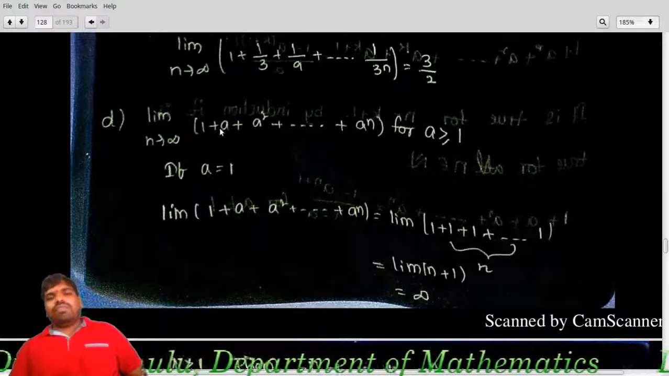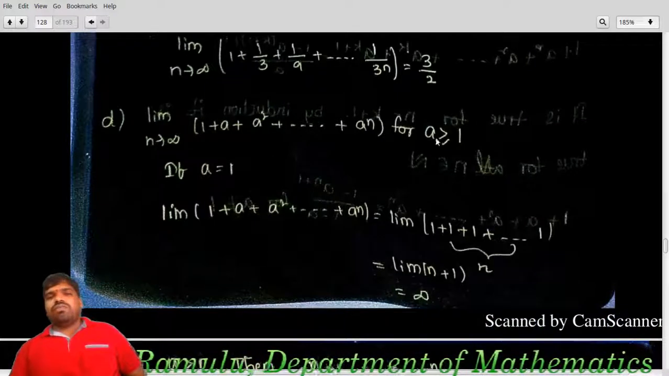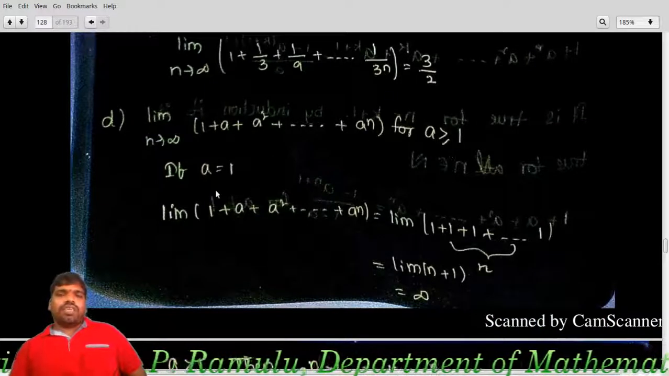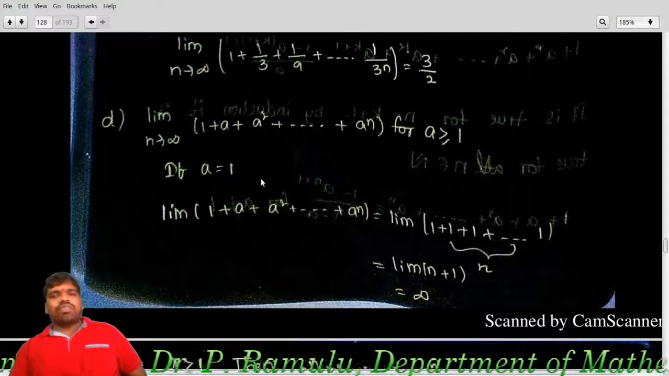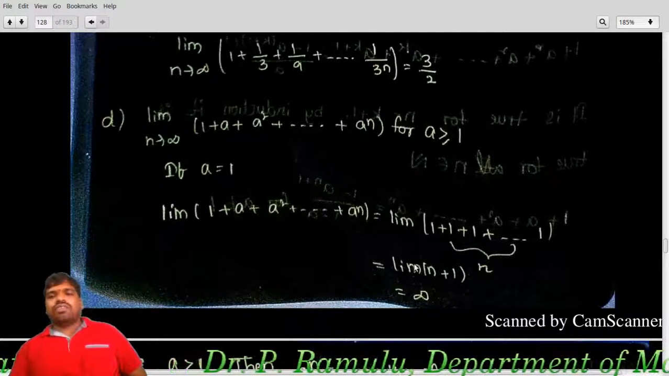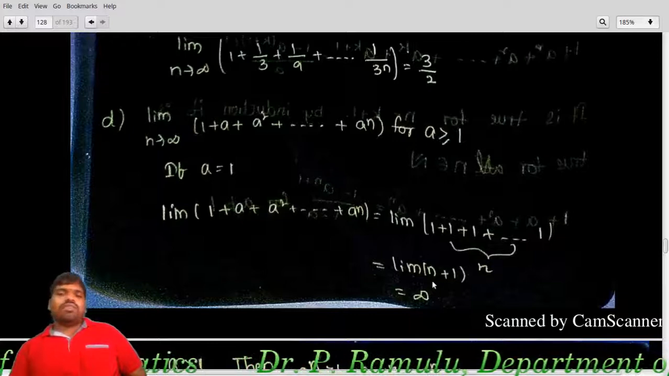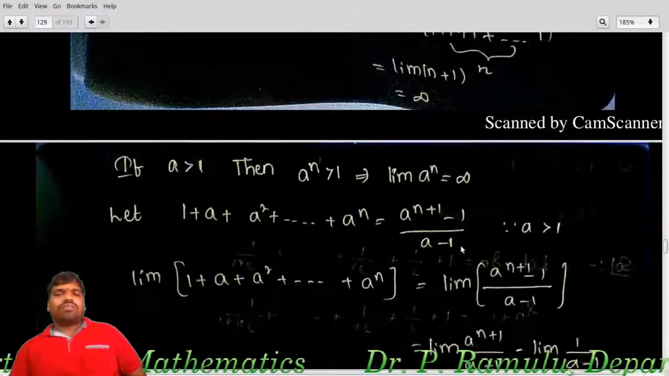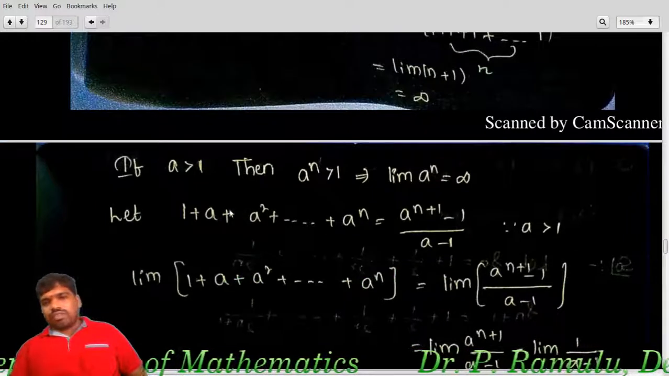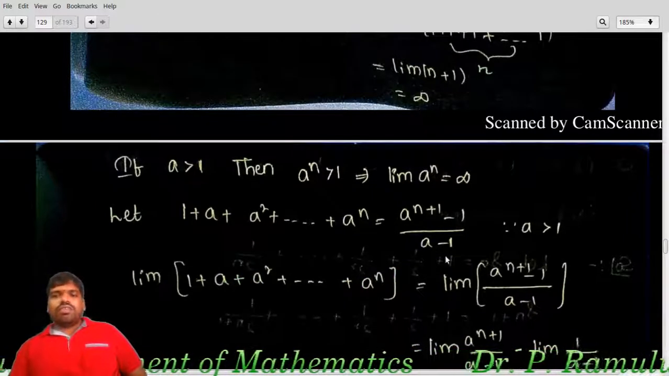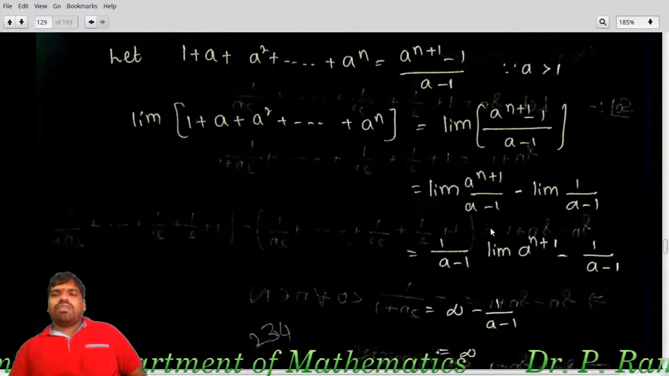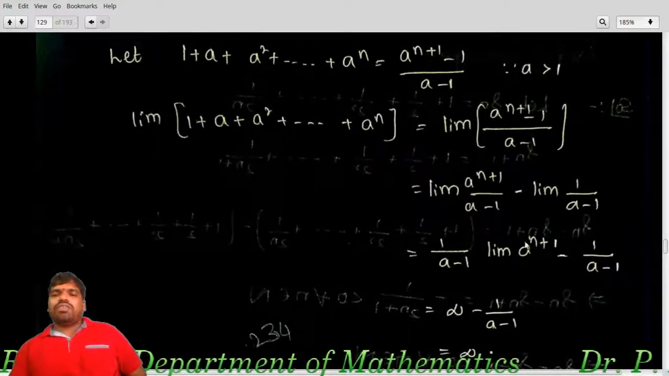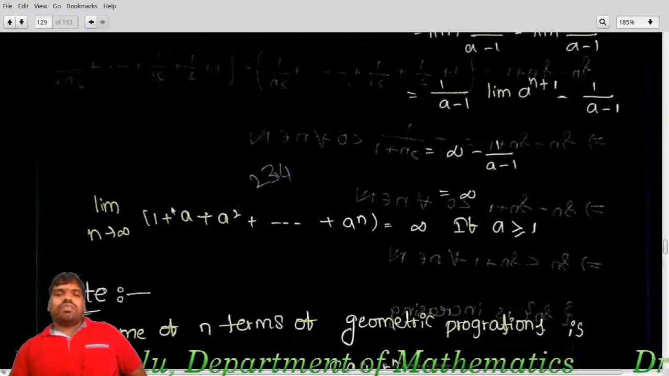Now the limit as n tends to infinity of 1 plus a plus a square up to a power n, we have to find for a greater than 1. If a equal to 1, the value is infinite, since it is in the form n plus 1. If a is greater than 1, the limit of a power n is infinite. This is a power n plus 1, so if I apply the limit, this will be infinite.